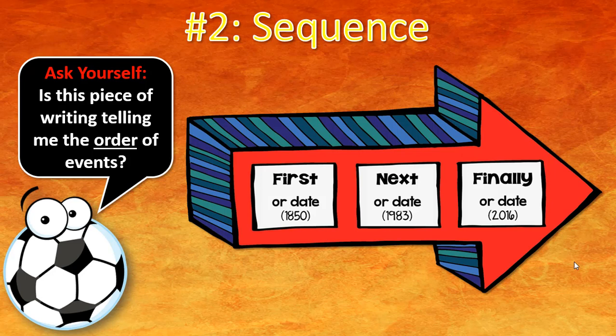So you need to ask yourself, is this piece of writing telling me the order of events? What's happening first, next, finally? Or are they providing us with dates, important dates that we must include and follow, that we can explain what happened first, second, and then last?